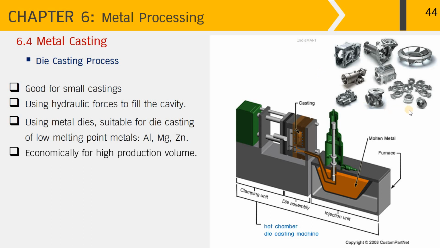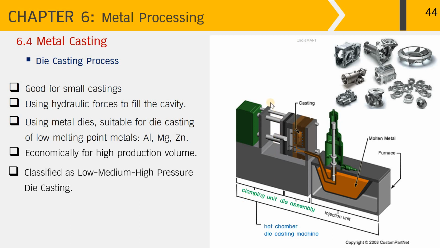The pictures above here show various engineering parts produced by the die casting process. And the die casting process can be classified as low, medium, and high pressure die casting. This is according to the pressure applied during casting. If you notice the picture on your right hand side over here, it shows an example of a hot chamber die casting machine. As you can see, the machine consists of three main parts.